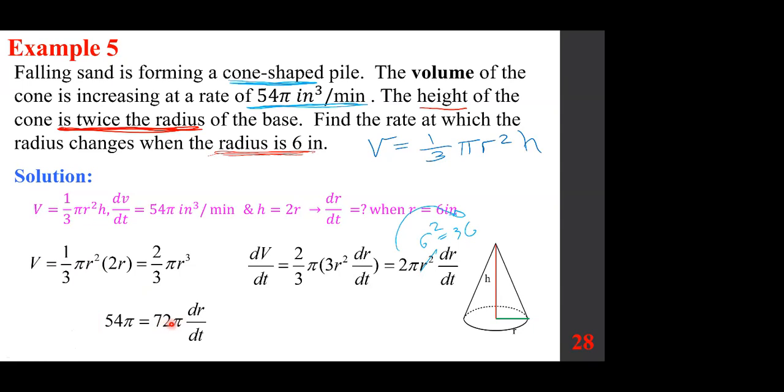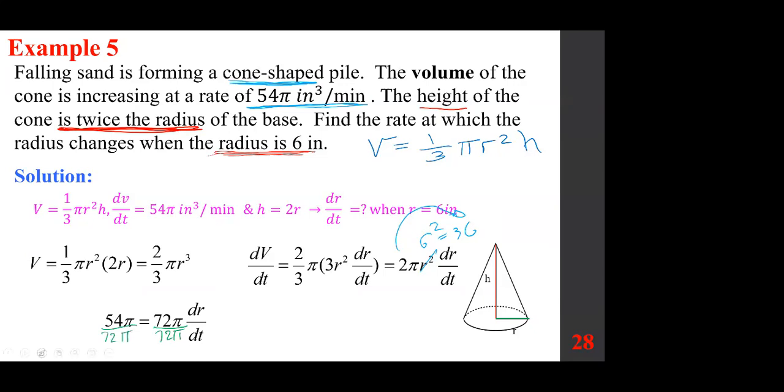So if you're solving for dr/dt, what do you do? You are going to divide both sides by 72 pi. Let me write that for you. So we are going to divide this by 72 pi to get to dr/dt. We do exactly the same thing here.